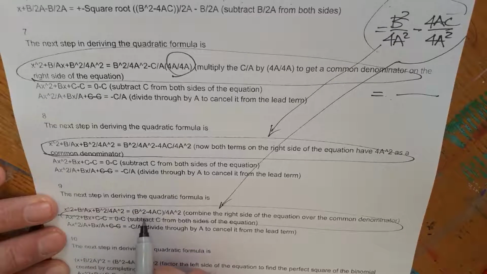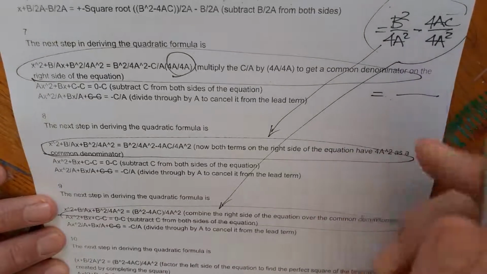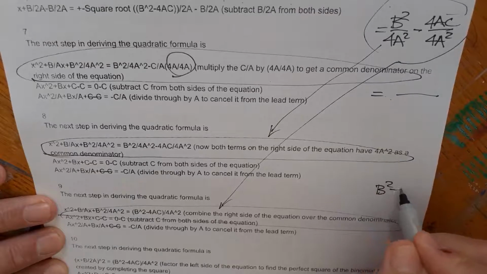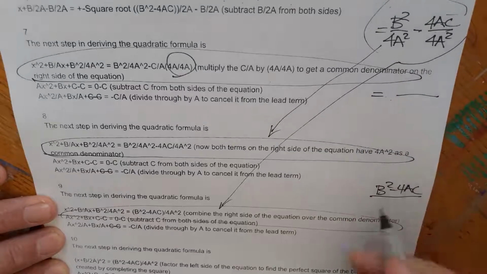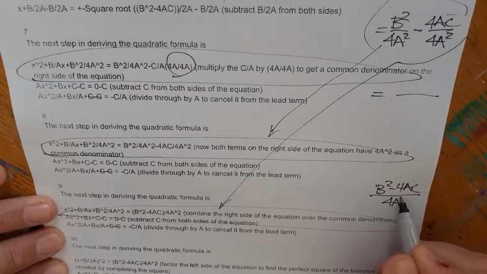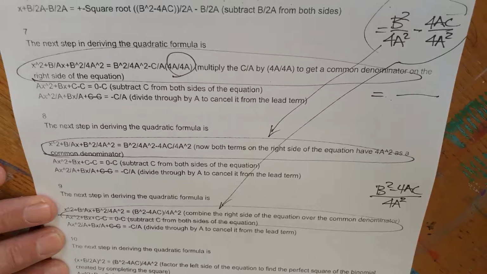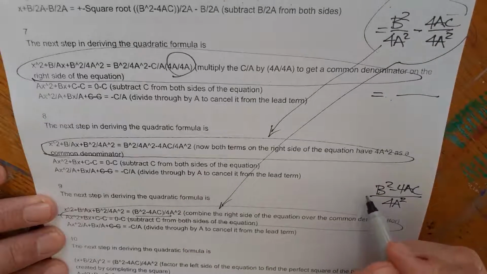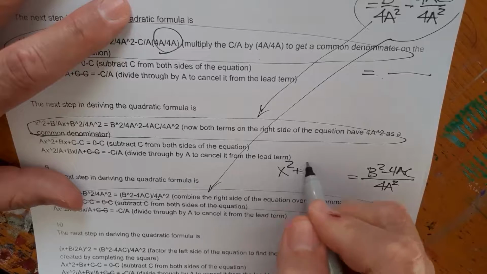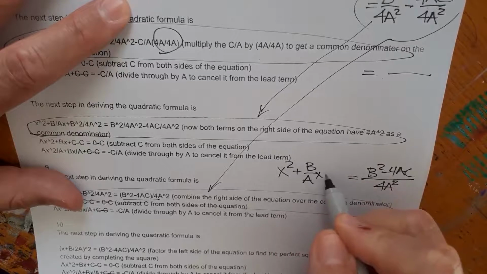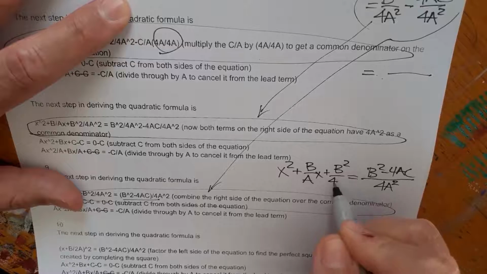It says take the b squared minus the 4ac. So now we're going to have b squared minus 4ac in the numerator position, and both denominators match. So we're just going to combine them into one, 4a squared on the bottom. Fair enough, and that's what it says right here, 4a squared in the denominator position. This is combined, and we still have the same setup on the left of the equation as we had up here. We have x squared plus b over a x plus b squared over 4a squared.